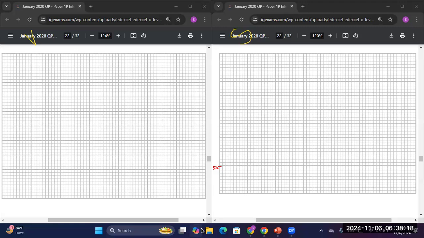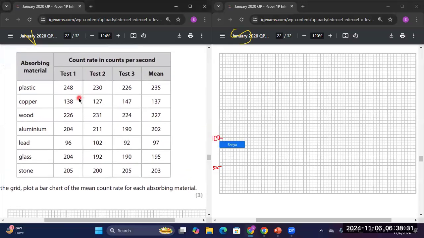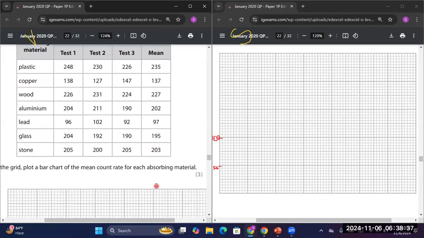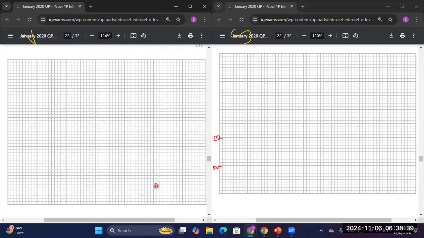So I have to draw the mean and also a bar chart. Okay, my bad.